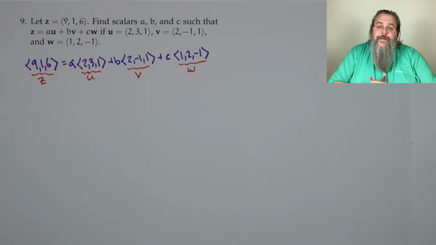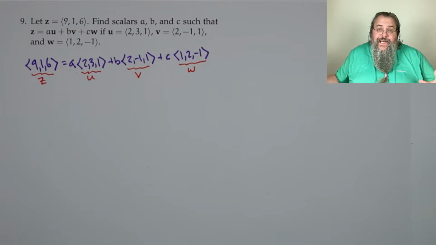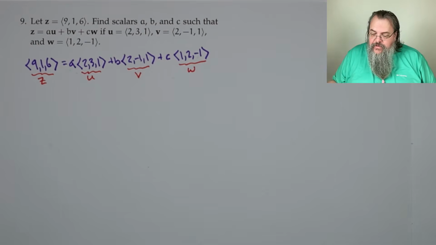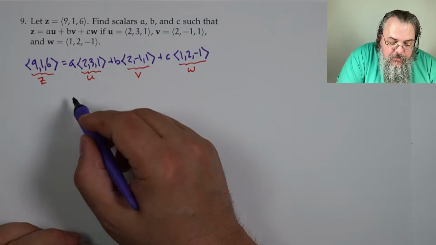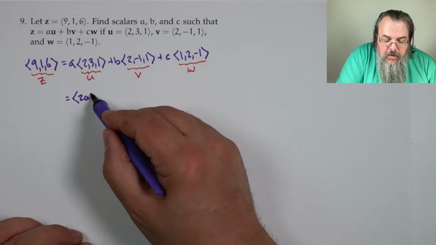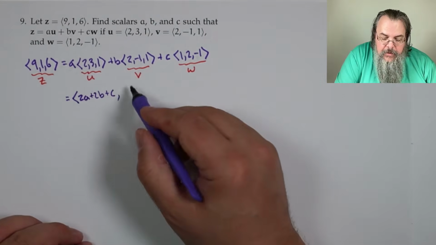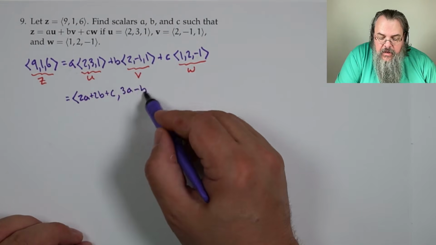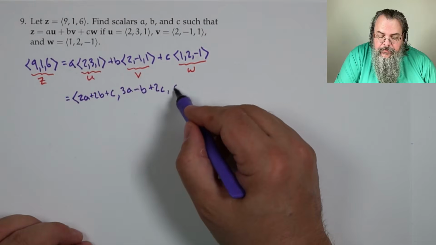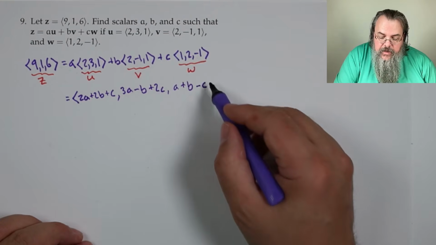All right, now what can we do? Well, notice here we're scaling and adding. So what we can do is take that right-hand side and put it into one big vector, one vector that combines all these pieces together. So if we do that, we get the following. This is going to be 2a plus 2b plus c. So that's the first entry. 3a minus b plus 2c. That's the second entry. a plus b minus c. And that's the third entry.